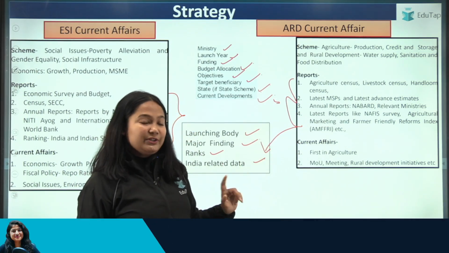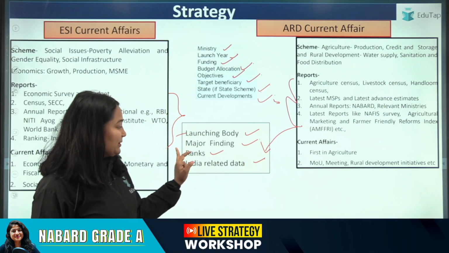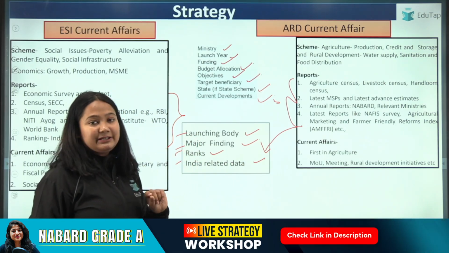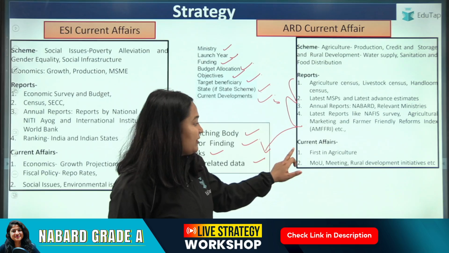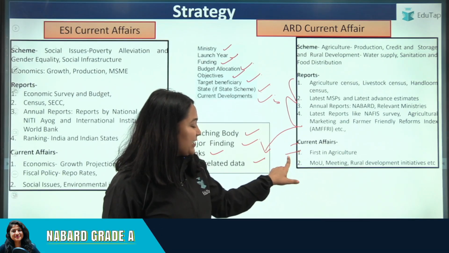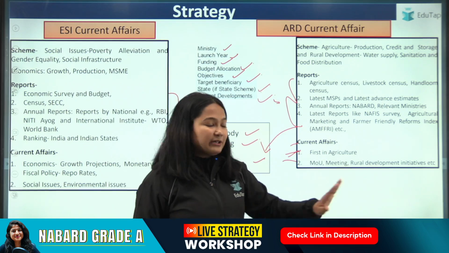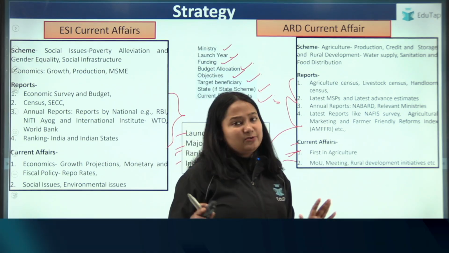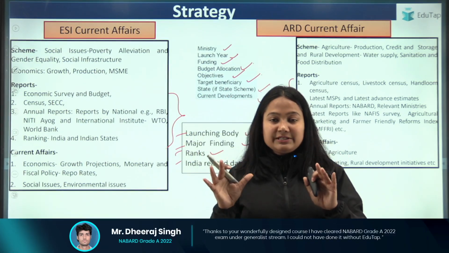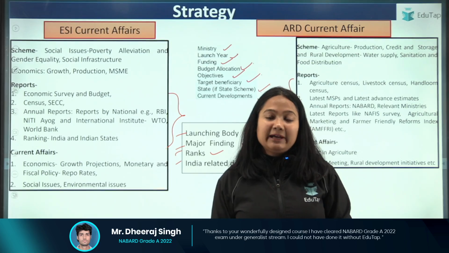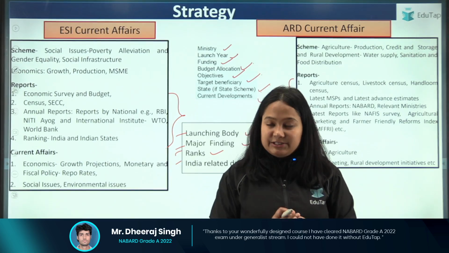I have already told you in the ESI section. So launching body, major finding, ranking and India related data need to be covered. Finally, when we are talking about current affairs, if something happened for the first time in agriculture, then important MOU, meeting, rural development initiative, whatever there is, you need to cover. So I hope from this you will be able to find out how to prepare for the current affairs part, what strategy you should follow.